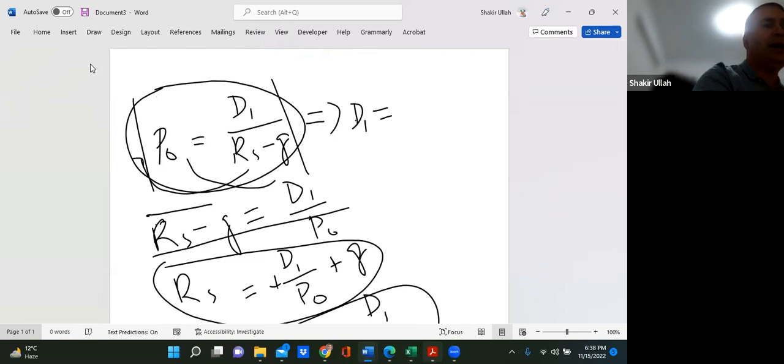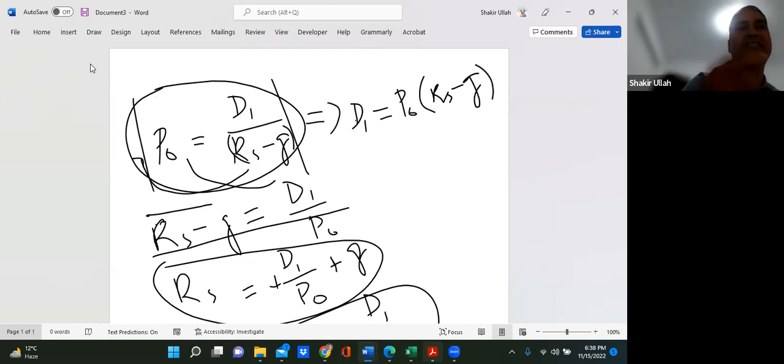This RS minus G, this whole thing, is in division on this side. When it goes to the other side, it goes to multiplication with P0, right? So that will come out to be P0 multiplied by RS minus G. Now remember that RS minus G is in parentheses, so that subtraction has to be done first, and then the answer will be multiplied with P0.